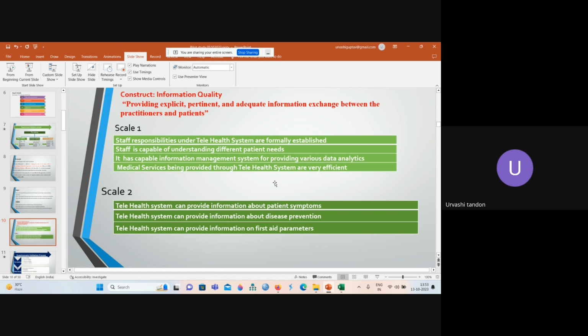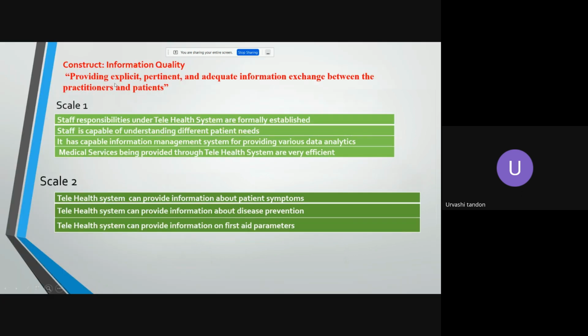Right now, one more example is this one. See, there is one construct called information quality. So information quality means when you provide explicit, pertinent, and adequate information exchange between the practitioners and patients, right? So here also, again, I have put two scales. First scale is, Excuse me, ma'am. Can you present it in a slideshow mode, ma'am? Yeah. So here again, we have two scales.